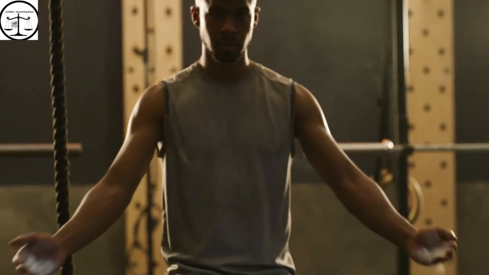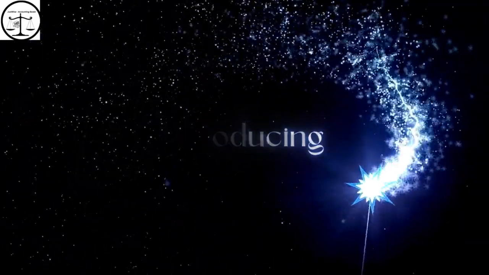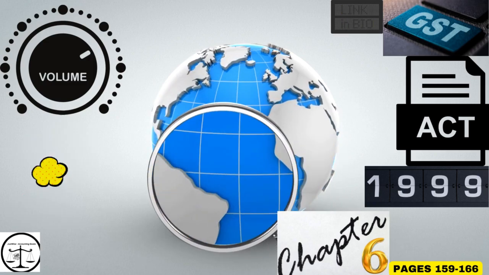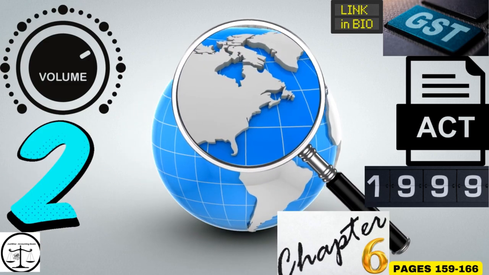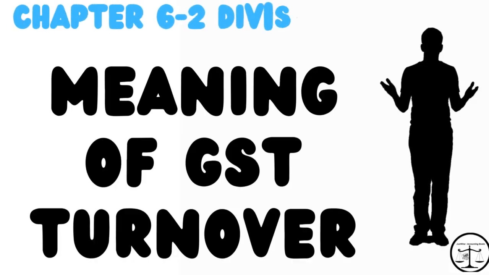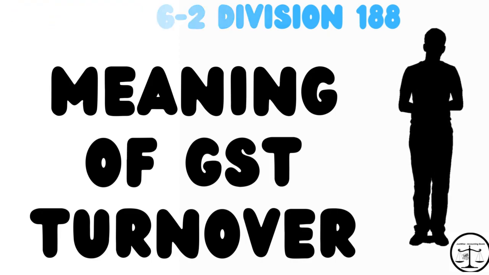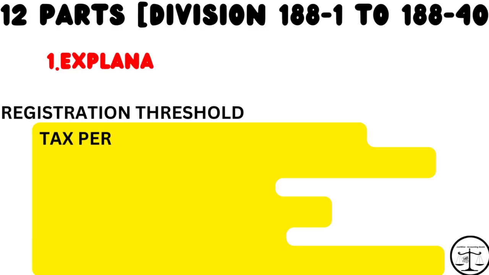Let's begin. This section is from Division 188-1 to 188-40 of Chapter 6 Volume 2 GST Act 1999. This section explains the meaning of different GST turnovers, and how GST turnovers can affect how the GST Act applies to a business. This section has about 12 different parts.